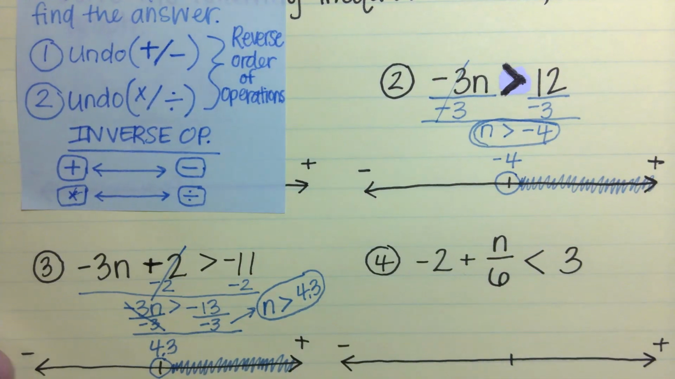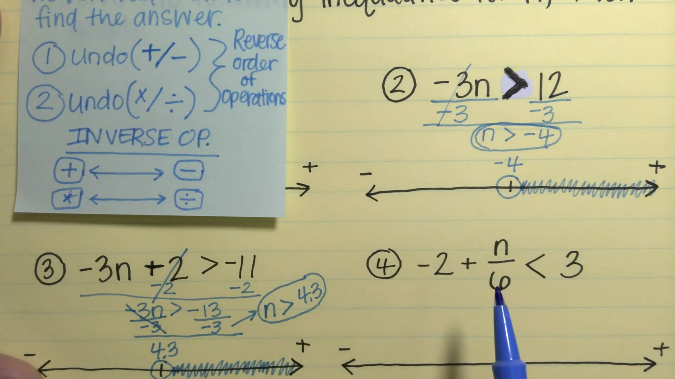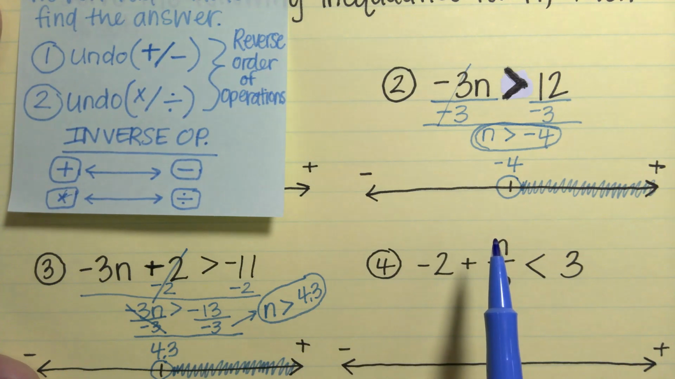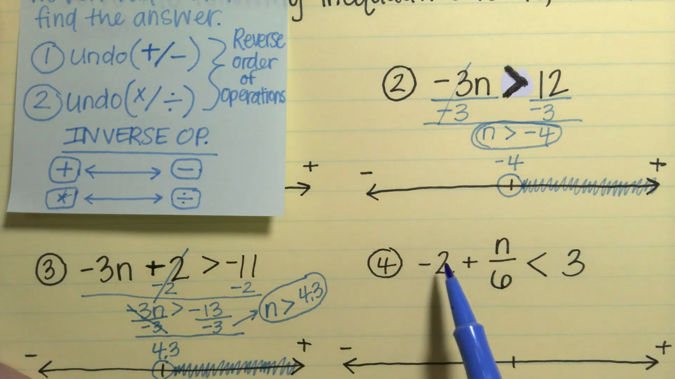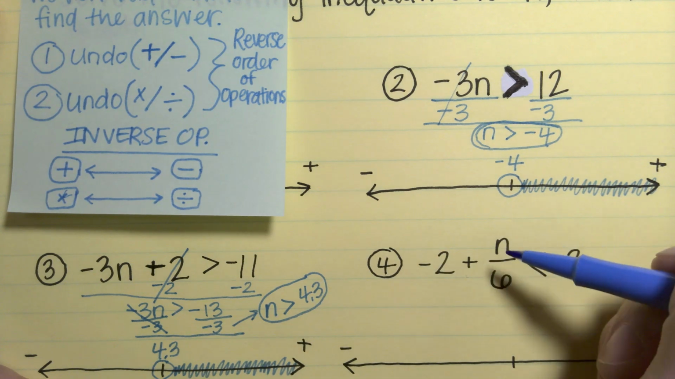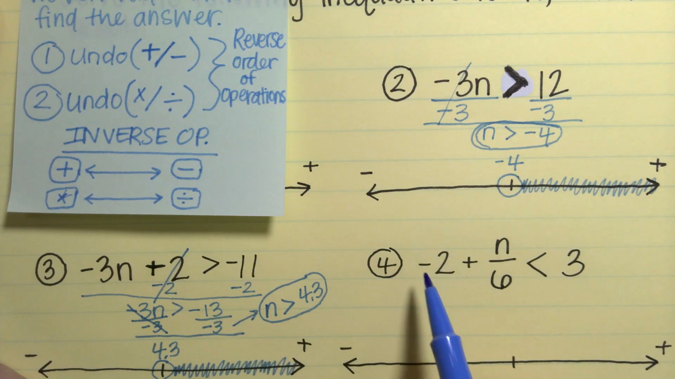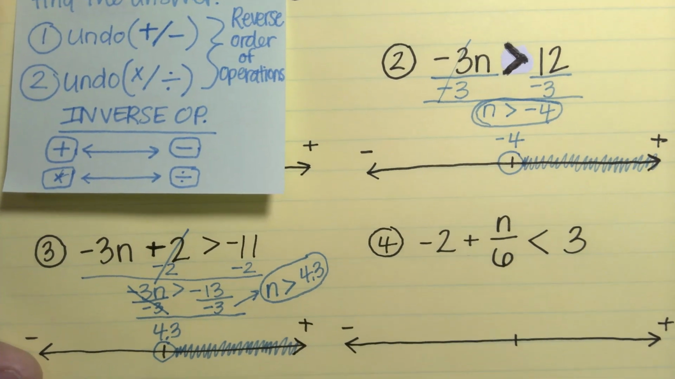All right, so we're using this same key. We're working backwards. Let's identify what operations we have here. I've got negative 2 plus n divided by 6 is less than 3. So first of all, I've got a negative 2 being added to something, and then I have n divided by 6. Out of adding a negative or dividing, which one needs to be undone first? The negative 2, we want to get rid of that first because that is addition and subtraction.